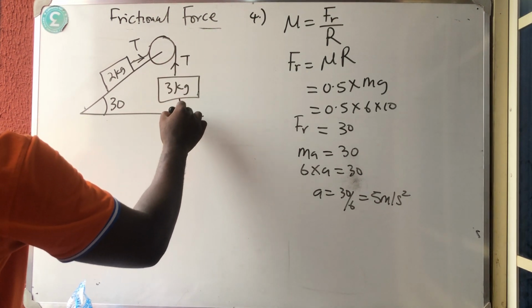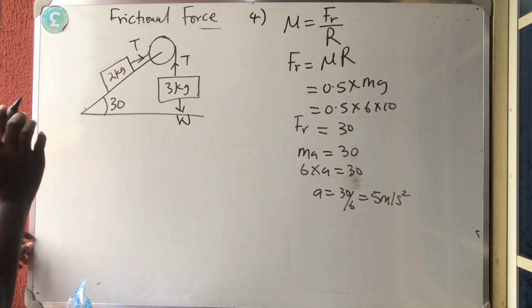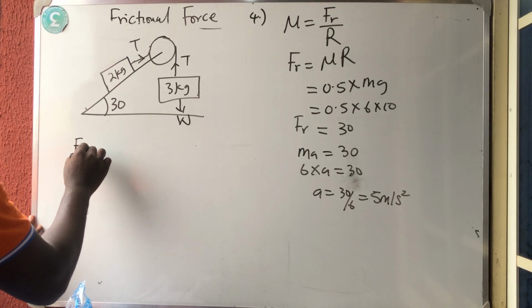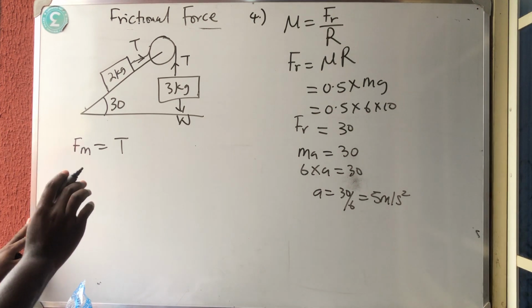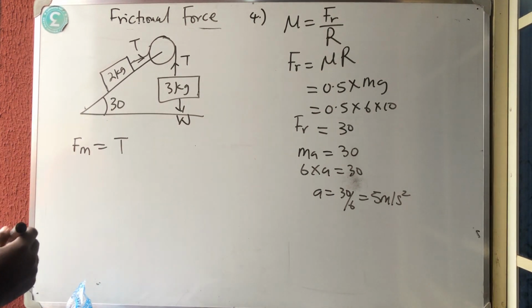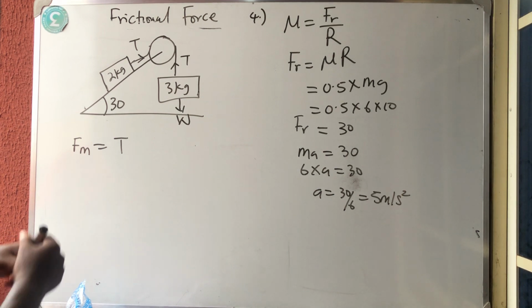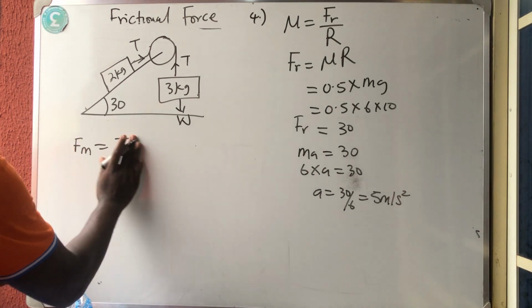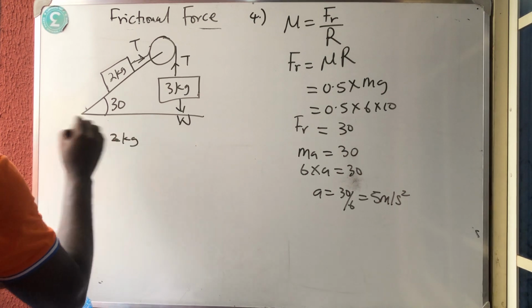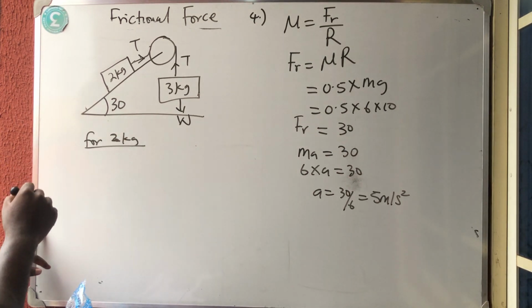This one acts downward, the weight of the body. Normally, we are going to say that the moving force here is equal to the tension. I hope you still remember. Okay, let's talk about the 3 kg mass, for the 2 kg mass, sorry. For the 2 kg mass, I'm going to have that what?